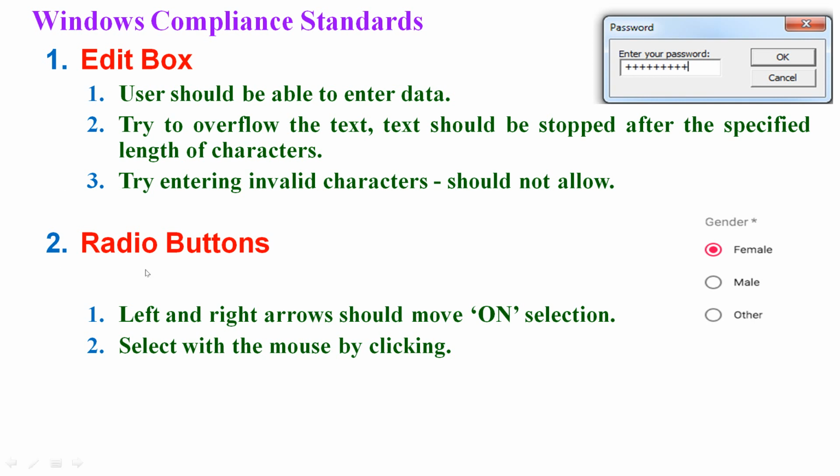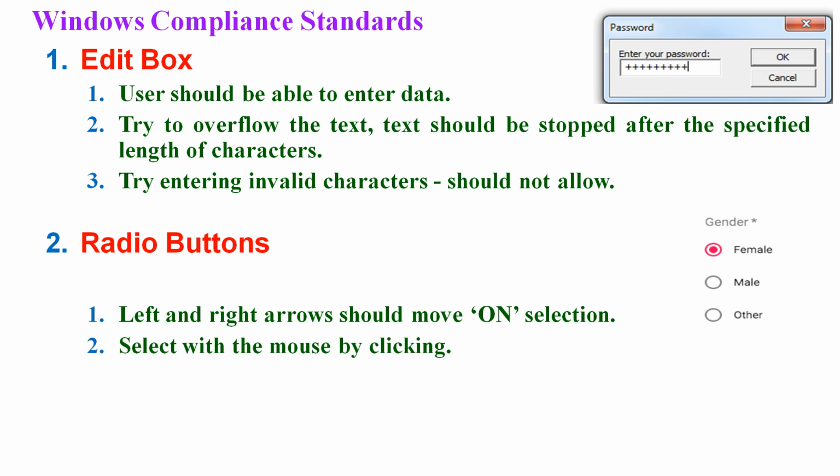And the radio buttons. See here, in this picture I have shown you the radio buttons. All of you know about the radio buttons. But as a software test engineer, in the perspective of testing, what you are supposed to do? You have to cover these two criteria in the radio buttons. 1. See, the left and the right arrows should move on selection. That means, if these radio buttons are there, in your keyboard you will have the 4 arrows. Left arrow, right arrow, up arrow, down arrow. Right?